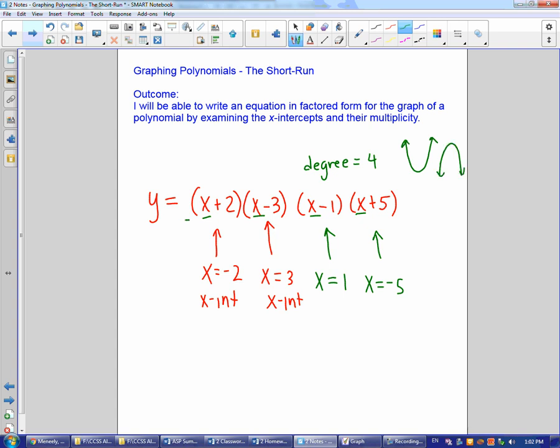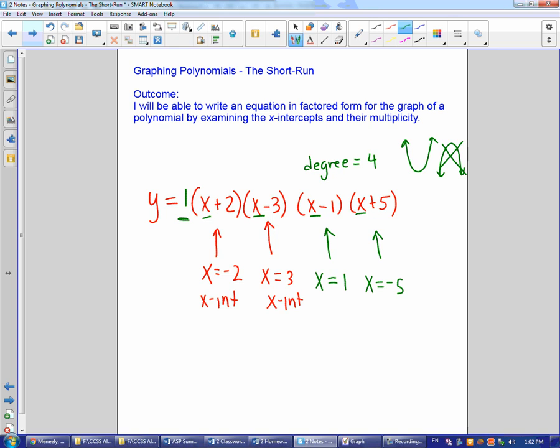And if I look all the way at the front of this function, the fact that there's not a coefficient there means it's +1, that would indicate that from far away my graph is going to look like a parabola that opens up. That would be the long-run behavior. From far away, it would look like a parabola going up.